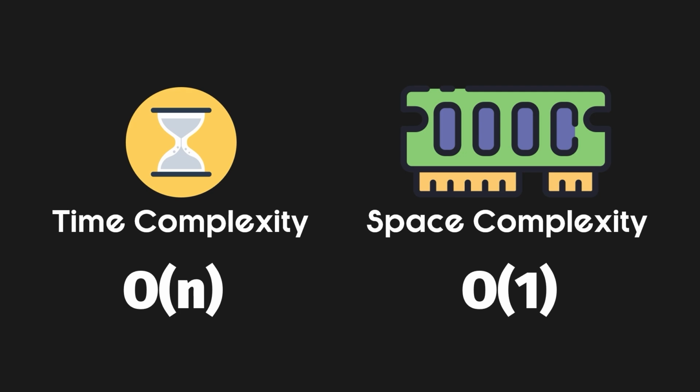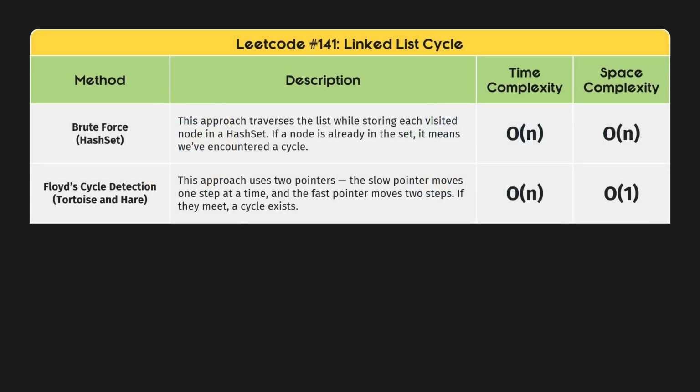So, to summarize, there are 2 main ways to detect a cycle in a linked list. The HashSet approach is simple but uses extra space, while Floyd's cycle detection algorithm is faster and uses no extra memory. Mastering both methods not only helps you solve this problem, but also prepares you for more advanced linked list challenges down the road.